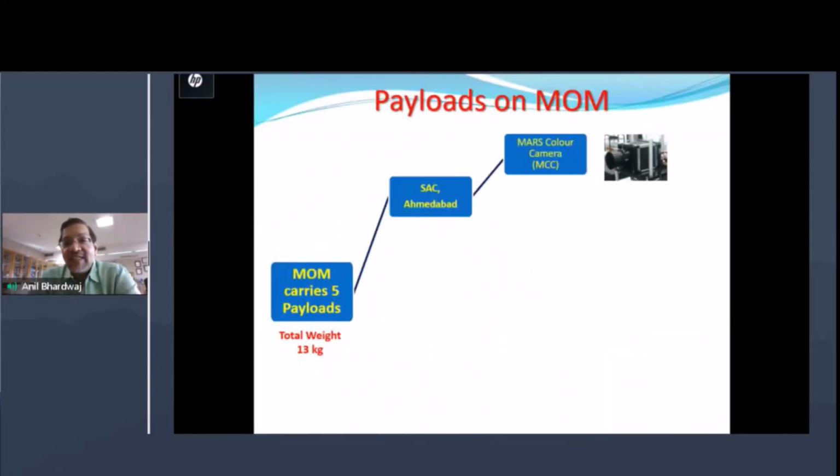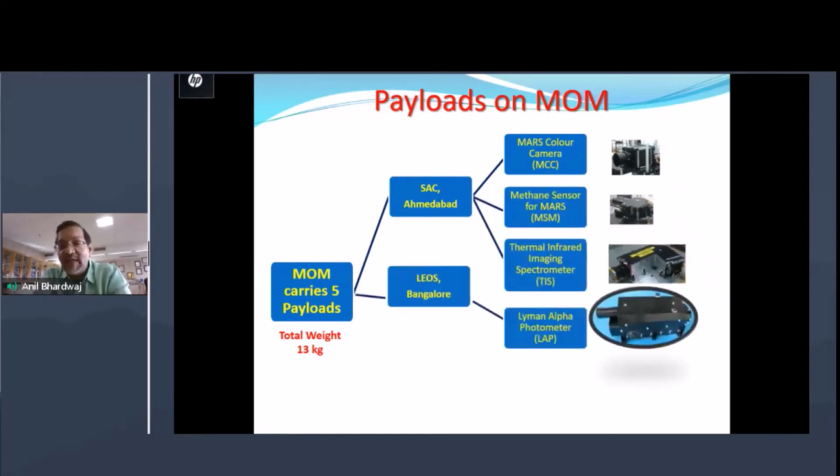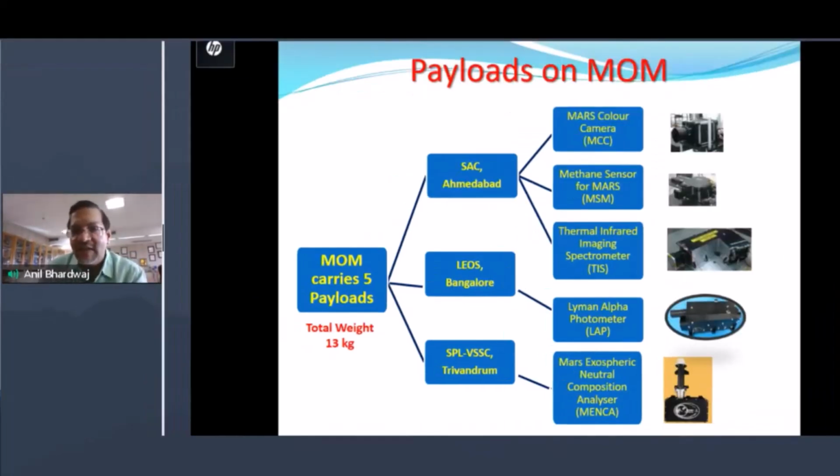Now, there are various experiments on board the MOM mission, which is developed by various ISRO centers. 5 of them, which weighs about 13 kgs. So the whole spacecraft mass is about 1300 kgs. And 3 of these are developed in the Space Application Center in Ahmedabad: the Mars color camera, the methane sensor for Mars, and thermal infrared imaging spectrometers.